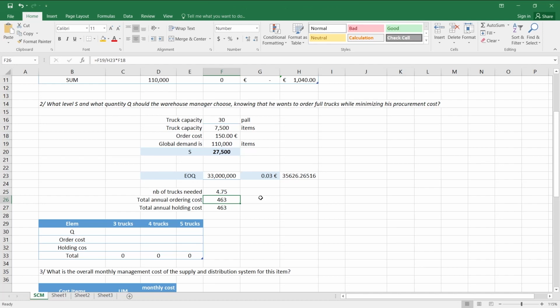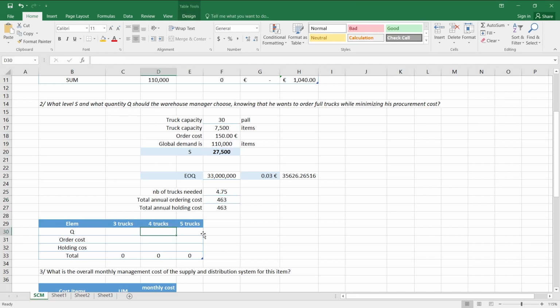So here this number leaves us with 2 choices. I mean, either we go with 4 trucks or 5 trucks. So let's analyze these 2 solutions further in order to understand what would be the optimal choice. So here I have listed some cost elements involved in these calculations.